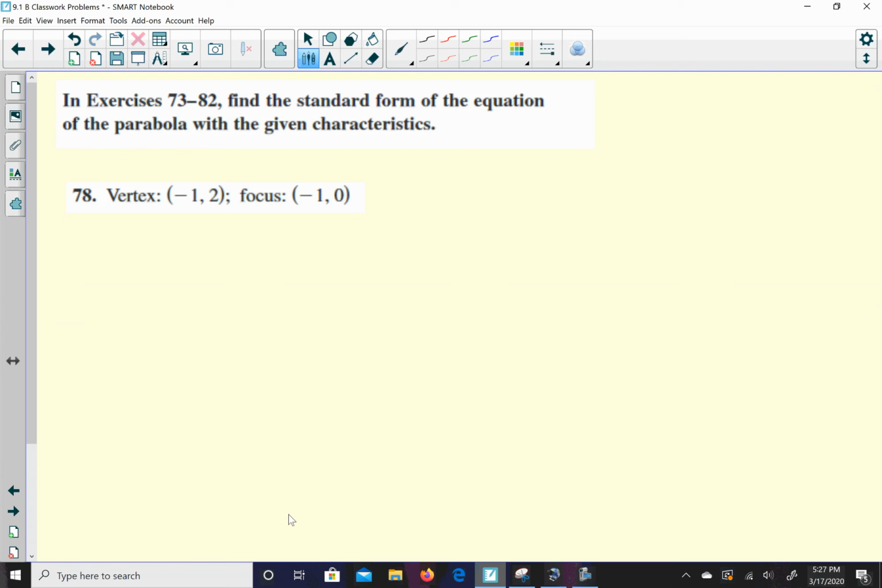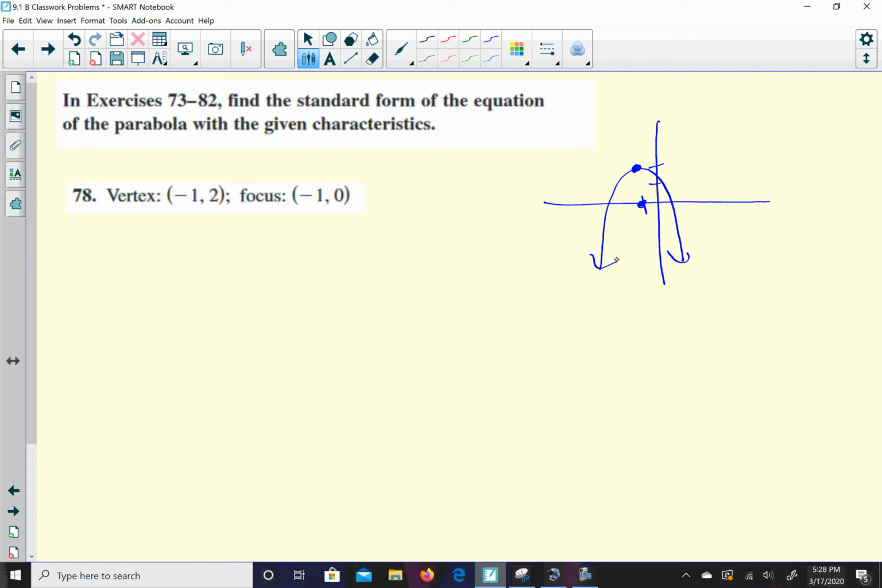Find the standard form of the equation of a parabola with the given characteristics. So they're telling me that the vertex is at (-1, 2). I'm a visual person, so I'm going to draw this. -1, 2. There's my vertex. The focus is at (-1, 0). So there's my focus. Remember, the parabola has to open around the focus. So it's going to go something like that.